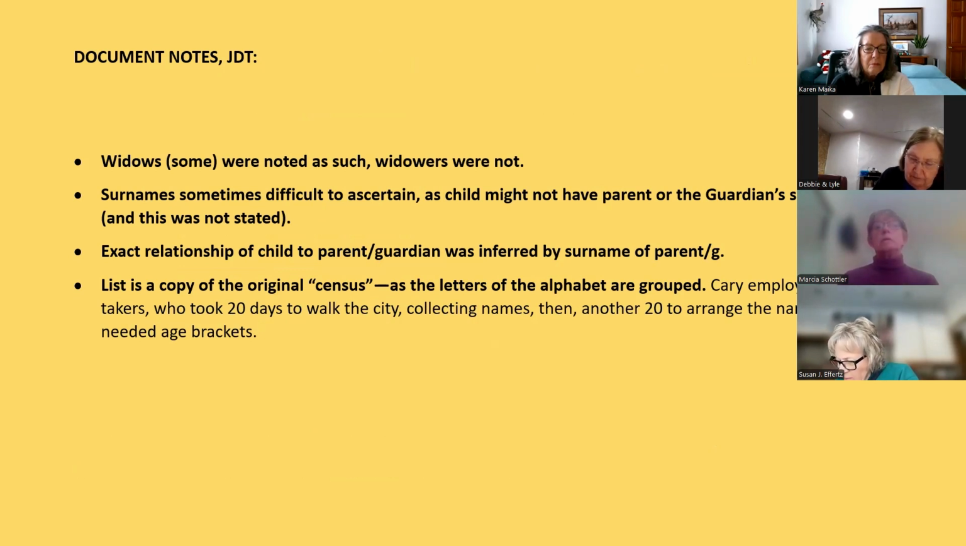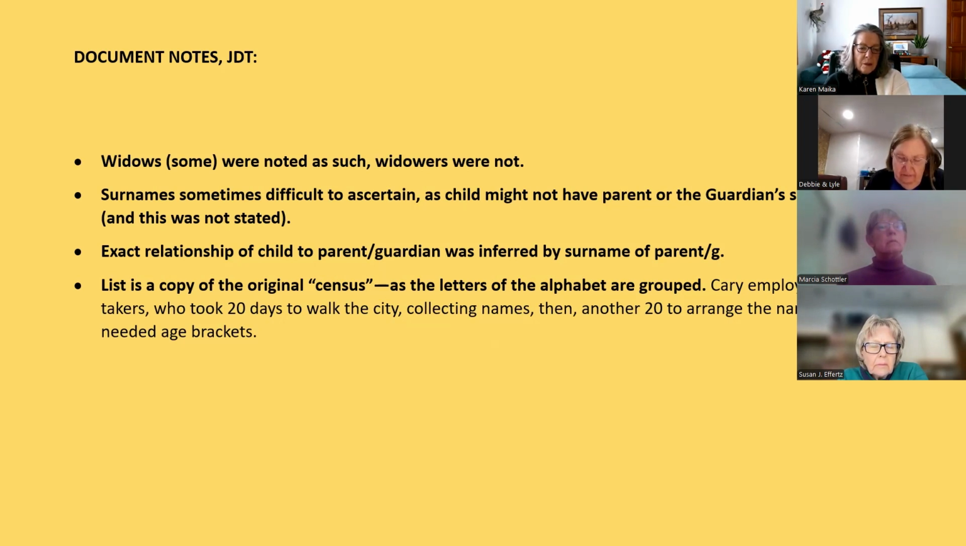So the surnames were difficult to ascertain because sometimes the assumption was made that the kids were going under a step-parent's name. So watch for that. The exact relationship of a child to a parent or a guardian was inferred by the surname of the parent. Watch for that.